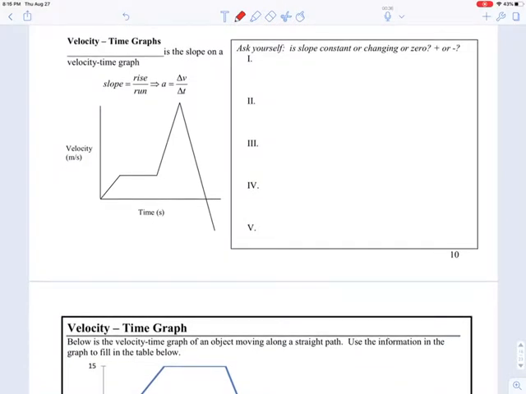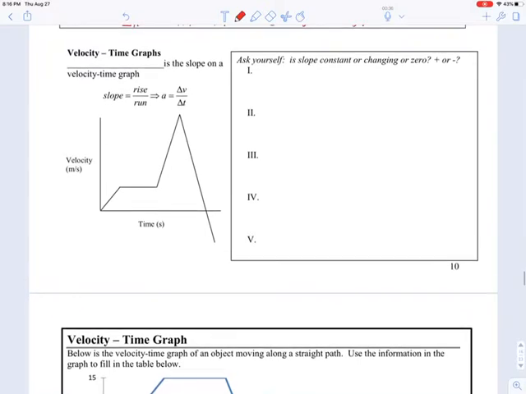Okay, so let's talk a little bit about velocity time graphs. Much like when we learned about position time graphs, we said that if you look at the slope of a position time graph, you can describe the velocity because slope is rise over run, and on a position time graph, rise over run is delta x over t, which describes the velocity.